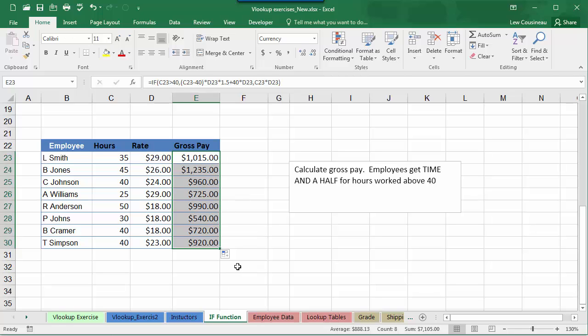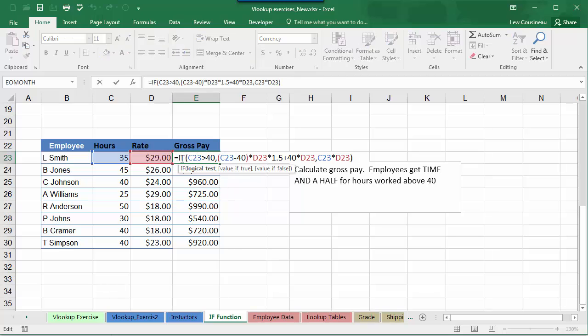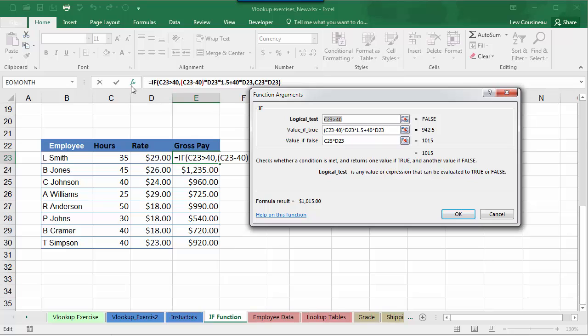Another example using an if statement with a little bit of math involved. Of course, you can do this inside the function dialog box by hitting that FX, and then it opens up in here. I just tend to type them because I know I can separate each of these with a comma as I'm doing my typing.